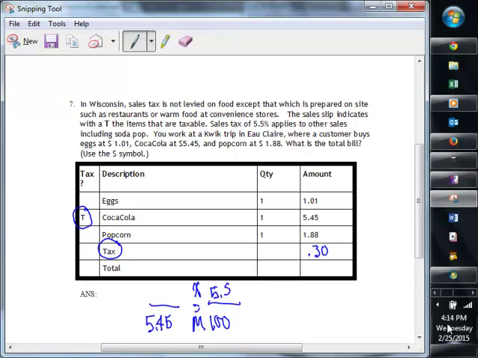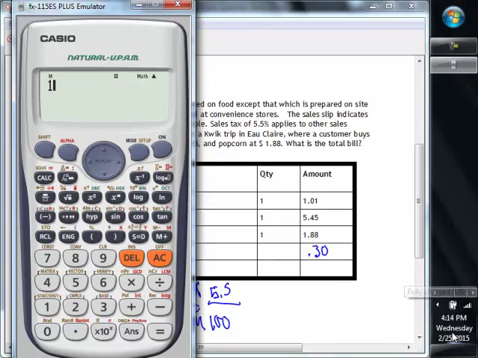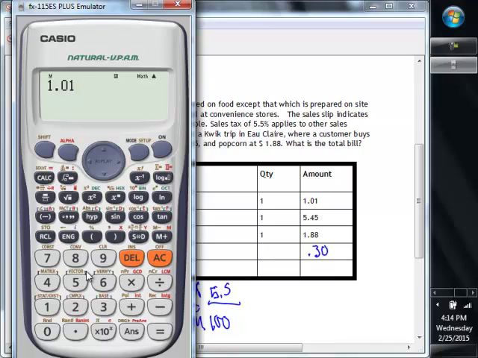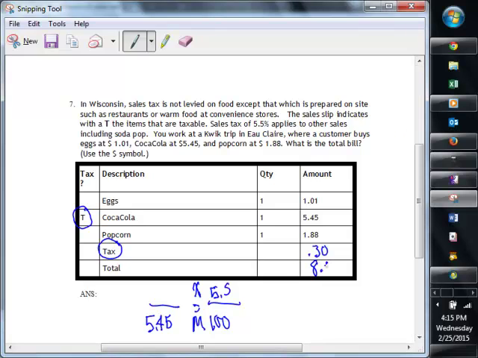So the total amount that we have to pay is $1.01 plus the 545 plus the $1.88 plus the tax, which is $8.46. Next one.